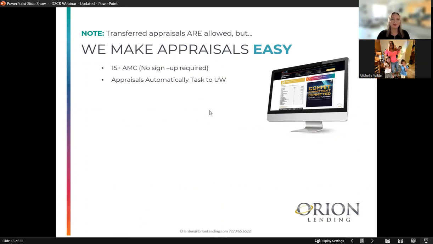They automatically pull in and task to the underwriter. So they're probably going to be reviewed and cleared before you even knew that it was back. We order all of the revisions and corrections for you.